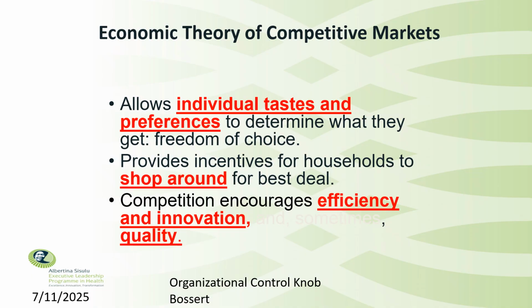Secondly, these individuals, these customers, are able to shop around for the best deal. So remember, sellers will understand what households and individuals want, and they're going to try and provide what they need at the lowest possible cost. So customers can go around and shop around for the best deal. And because they're shopping around, there's competition, and that competition encourages efficiency and innovation and quality. So this is the basis of the economic theory around competitive markets.